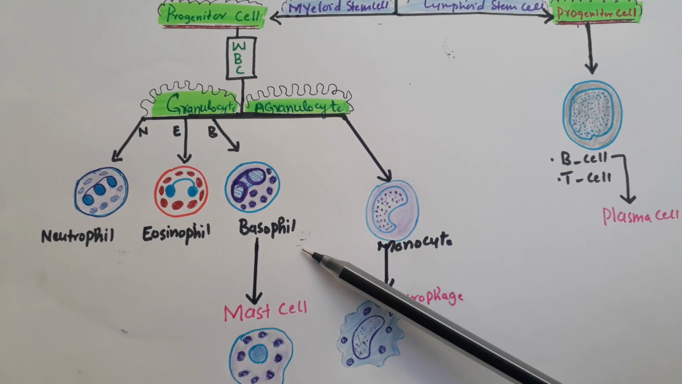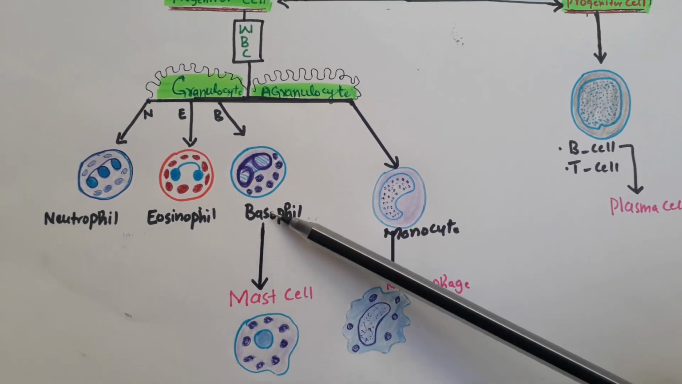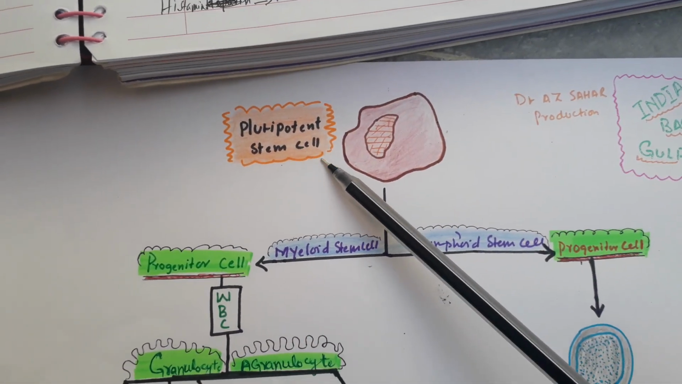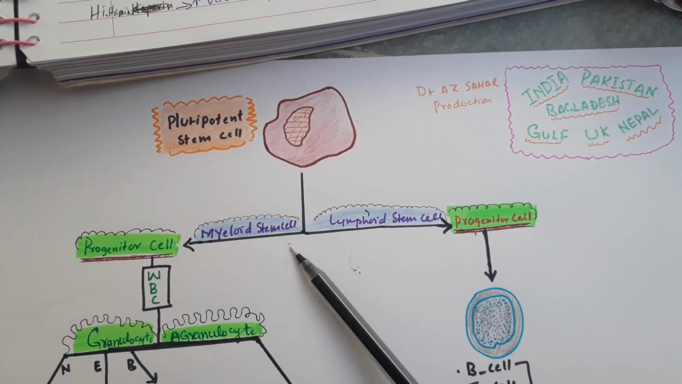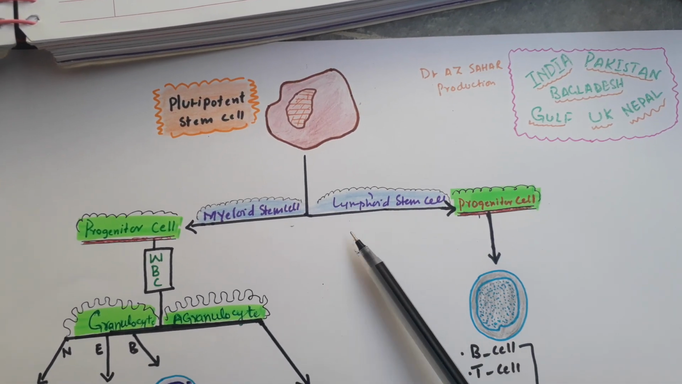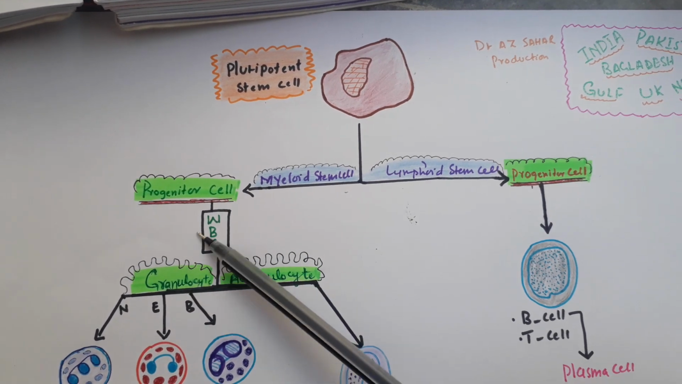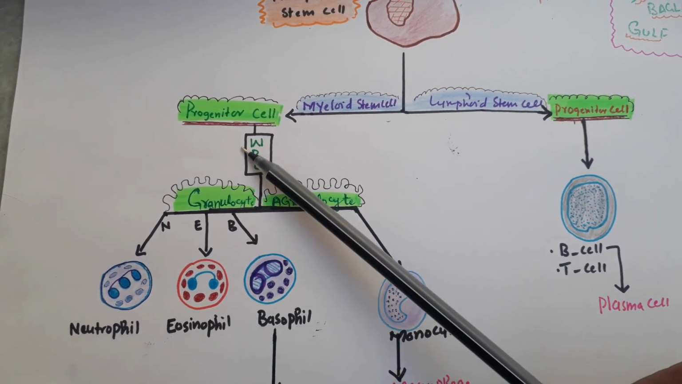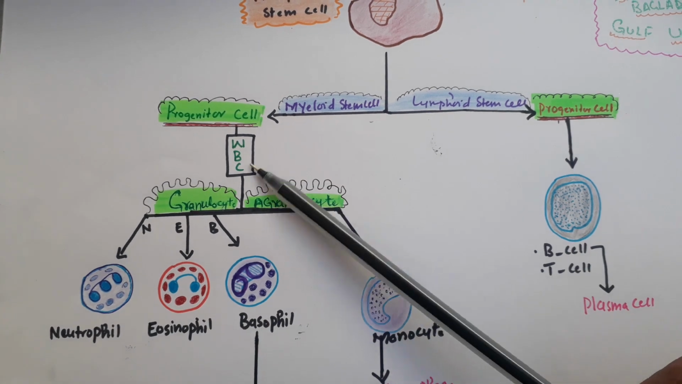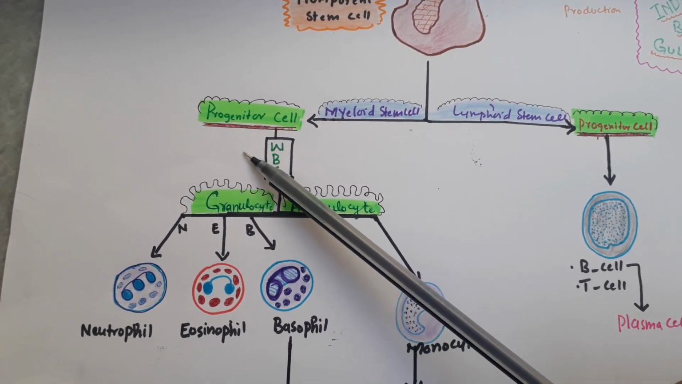We will be talking about basophil and mast cells. As we already know, pluripotent stem cells are going to form myeloid stem cell and lymphoid stem cell. The myeloid stem cells are going to form the progenitor cells, and these progenitor cells will be neutrophil progenitor cell, eosinophil progenitor cell, basophil, etc.